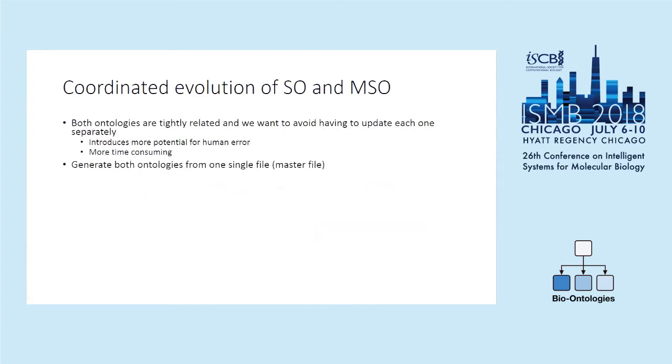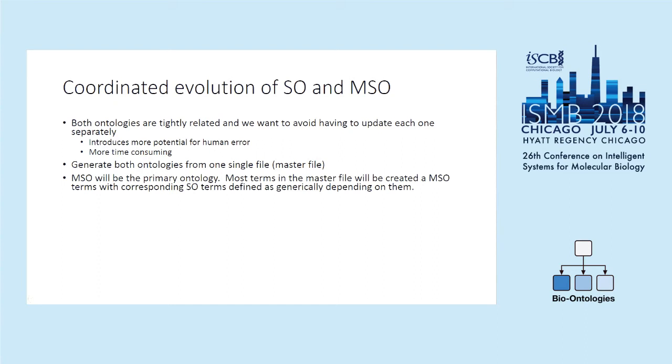Now, we need to choose one of these two ontologies to really be the primary one for the purposes of adding our terms and basing one on the other. The choice is not crucially important, depends more or less on one's philosophical orientation. We've chosen the MSO to be the primary ontology here, with the understanding that each MSO term, or most of them, will have a counterpart SO term that generically depends on it. So when the curator adds terms to the master file, he or she would add them as SO terms and write the definition as SO terms, with the understanding you're going to have a counterpart SO term that generically depends on it.